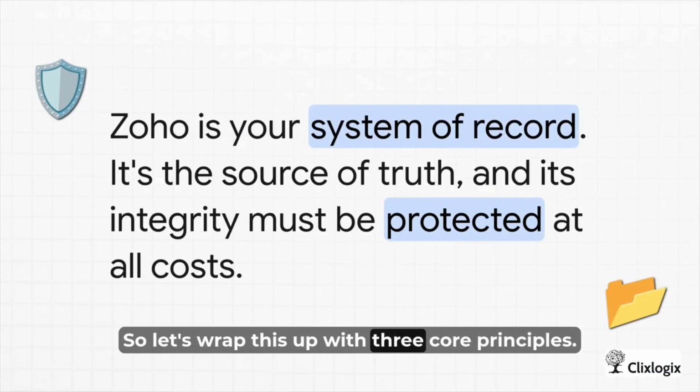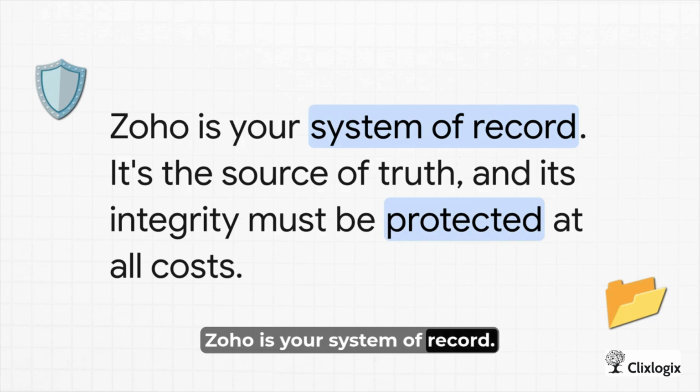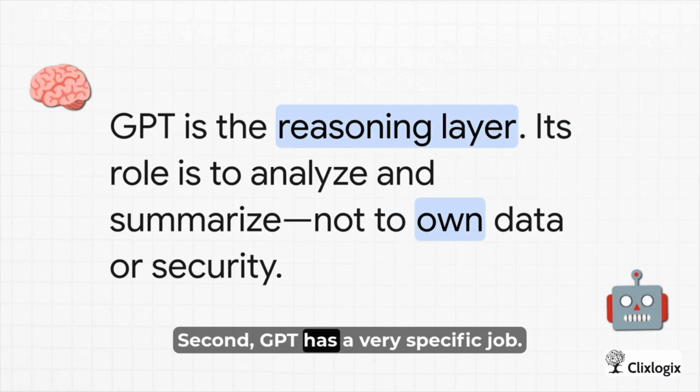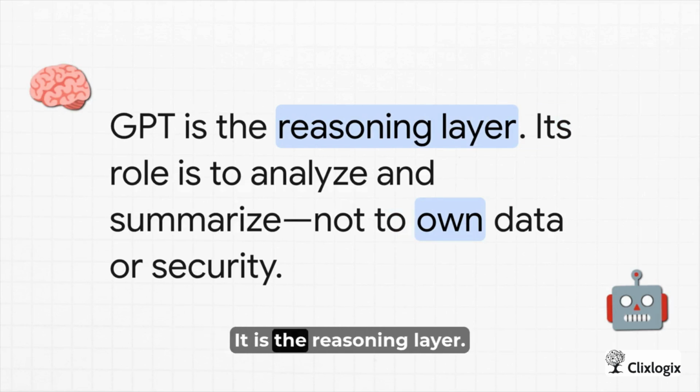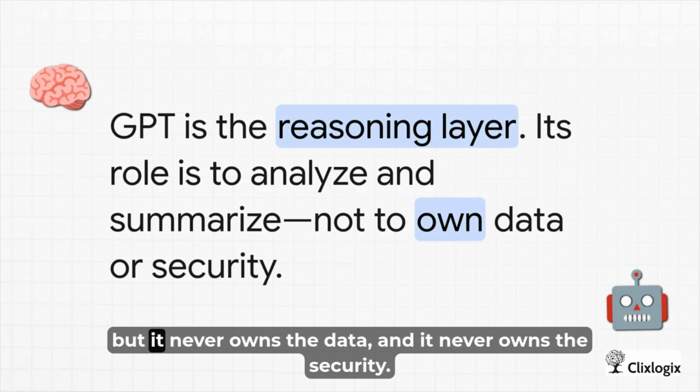So let's wrap this up with 3 core principles. First, and this is the most important one, Zoho is your system of record. It's the source of truth, and you have to protect its integrity above all else. Second, GPT has a very specific job. It is the reasoning layer. It's there to analyze, to summarize, to classify, but it never owns the data and it never owns the security.